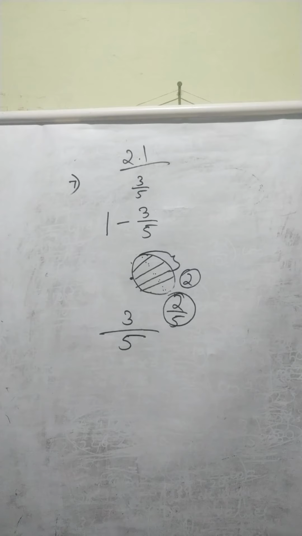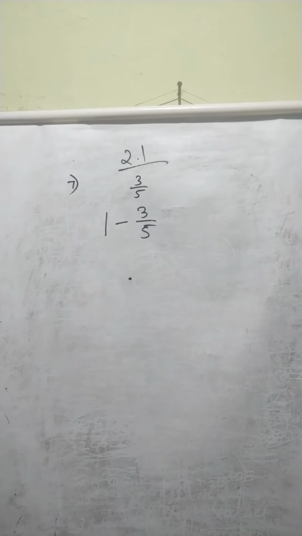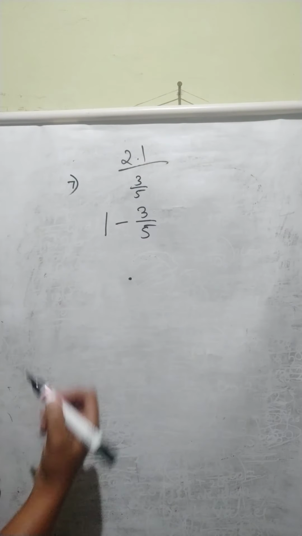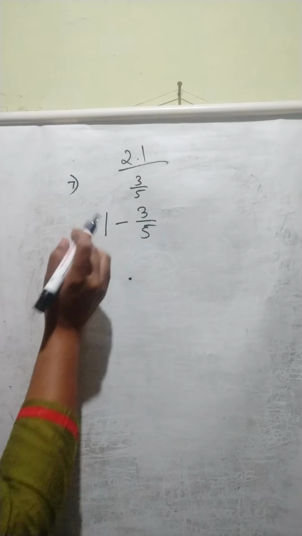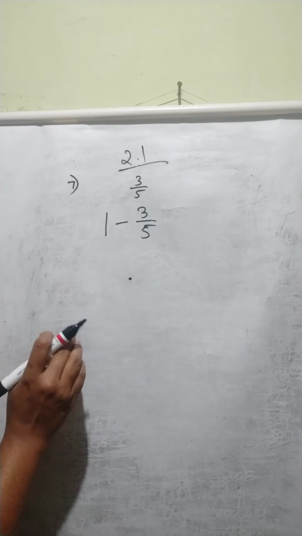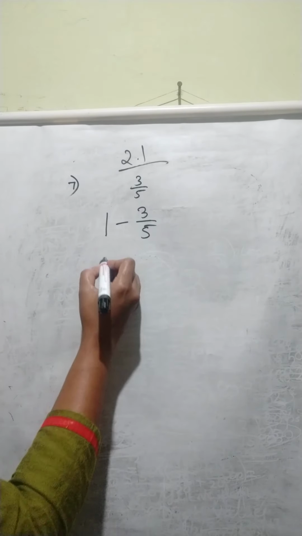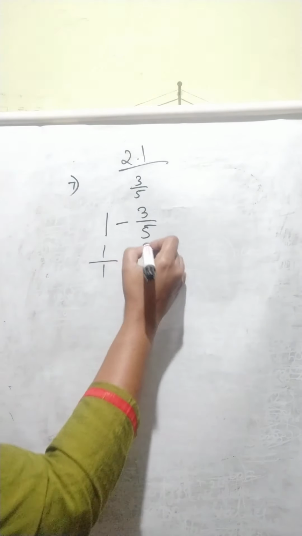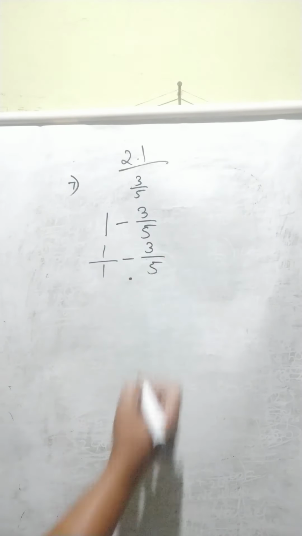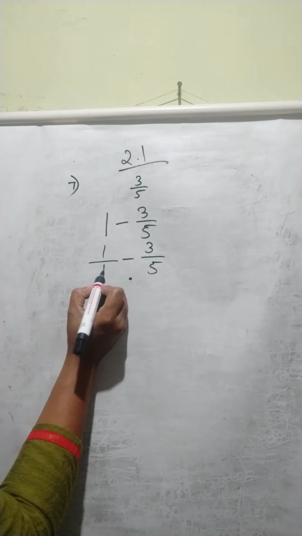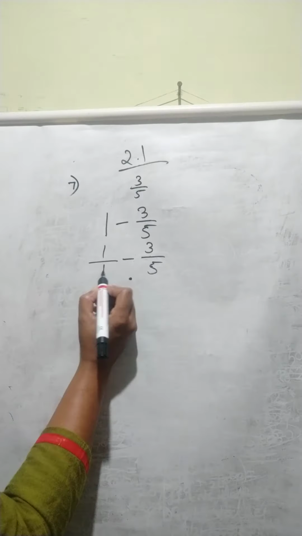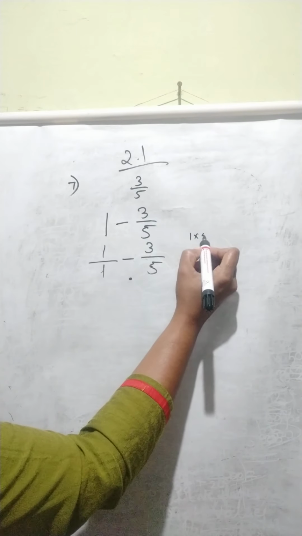Okay, so we have to do this using our mathematical steps. 1 minus 3/5. How can we subtract? Here it is a whole number. We have to make this 1 a fraction. So we can write 1 as 1/1, minus 3/5. Clear? Here the denominators are 1 and 5. What is the LCM of 1 and 5? 1 times 5.